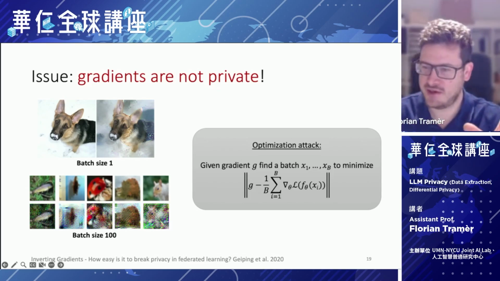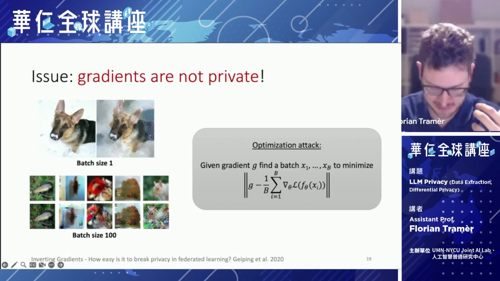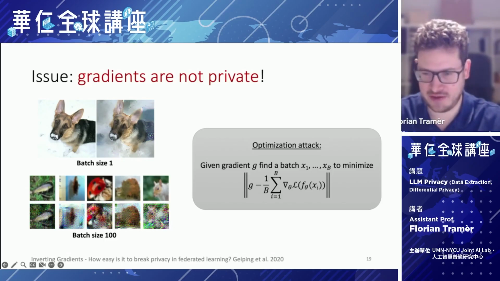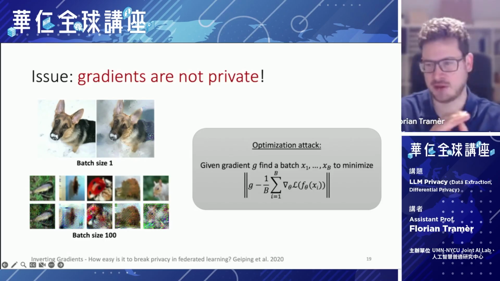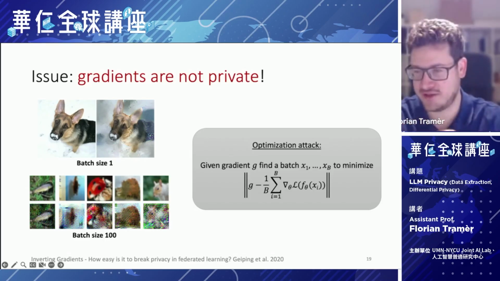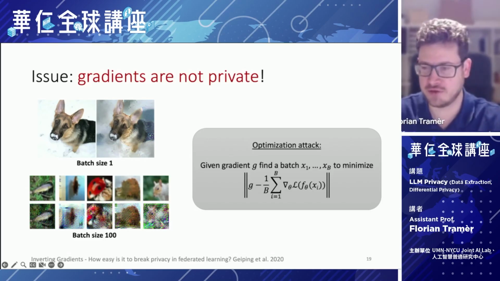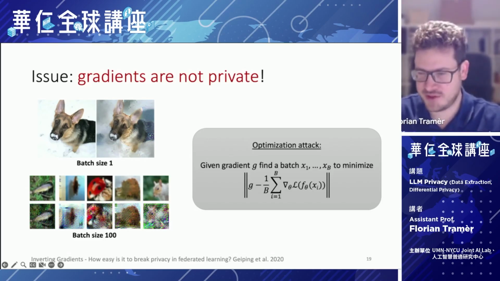So in some sense, even though a gradient seems like a kind of encoded version of a training data point, it doesn't really hide the data very effectively. And so this is an example of an encoding of data that is useful in the sense that it does allow you to train models very effectively, but it's not particularly private.